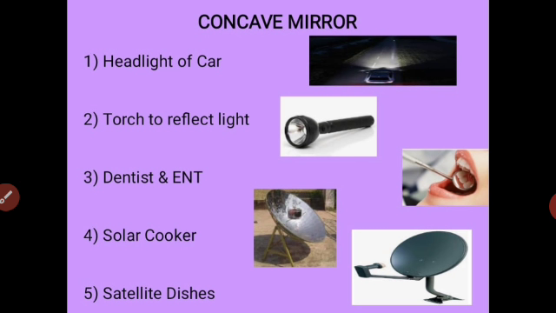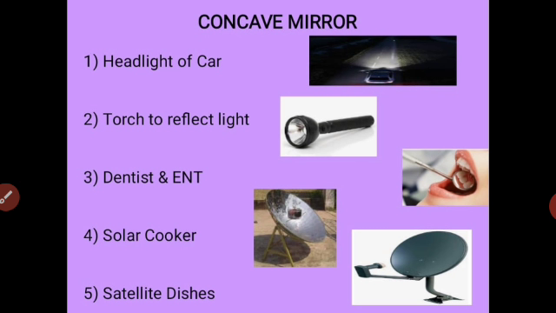Second application is of a torch which is similar to that of headlight. When we take a torch and look at it, you see that the bulb is placed inside a bowl-shaped cavity. This cavity is the concave mirror, which helps in getting the intense beam of light parallel to each other. The bulb is to be placed at the focus.